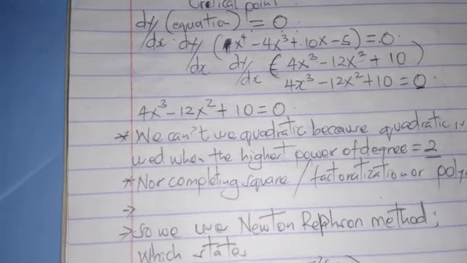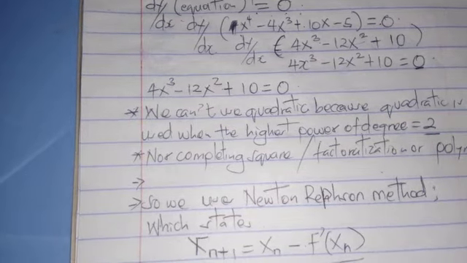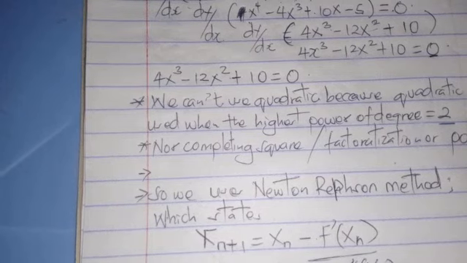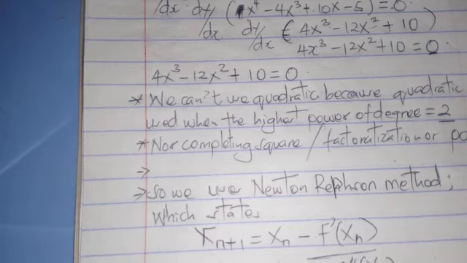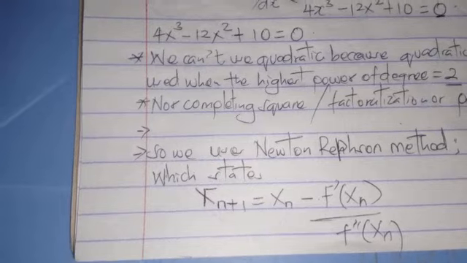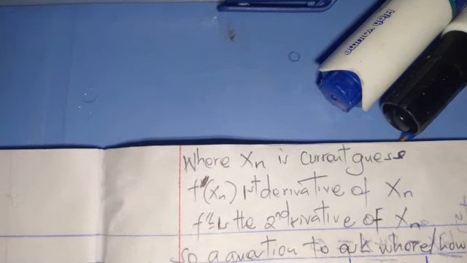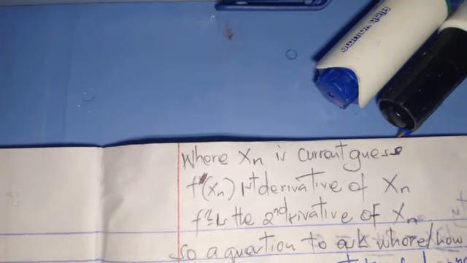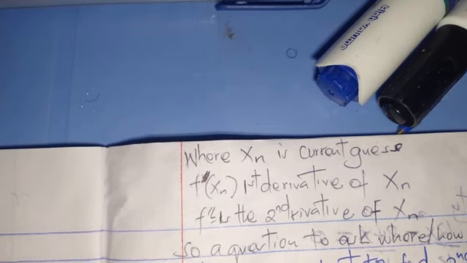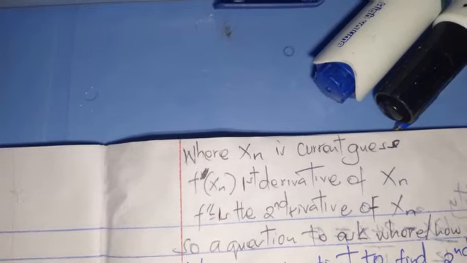Newton-Raphson method. And this is how the method states. It states that x_(n+1) equals x_n minus f prime of x_n divided by f double prime of x_n. This is what it states, where x_n is the current guess, f prime is the first derivative at x_n, and f double prime is the second derivative at the current guess, x_n.